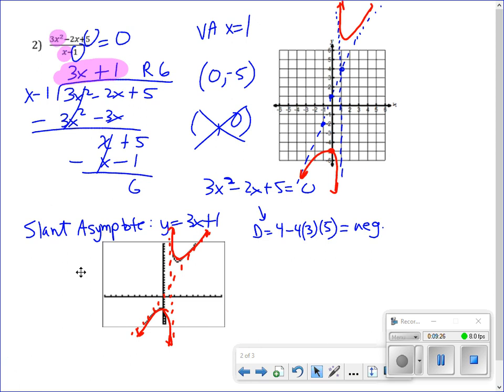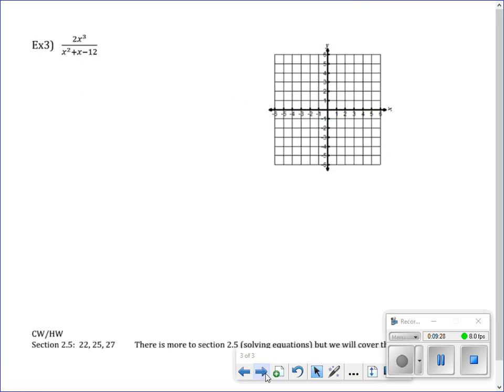All right, and the last one that we're going to do right here. So let's see if we can factor this up a little bit. I got 2x to the third over x squared, whoops, I'm just going to factor. I think the bottom I can do 4 and 3. So x plus 4 and x minus 3. So I am going to have a slant asymptote, but I also have 2 other asymptotes. I have an asymptote at negative 4 and also one at 3.